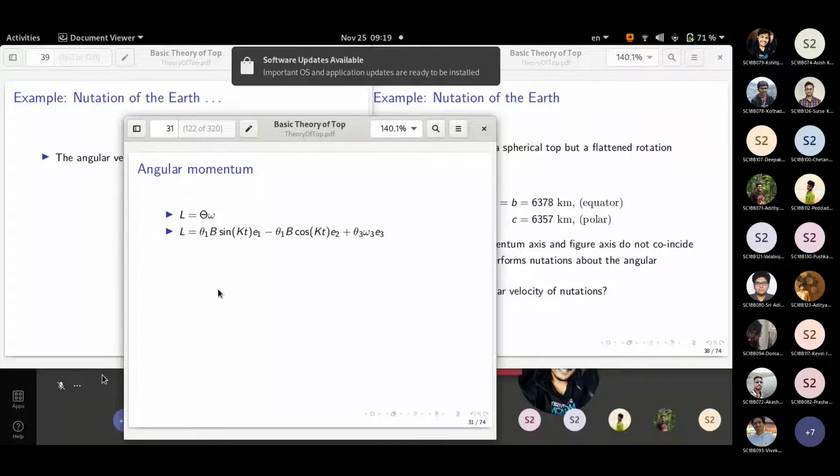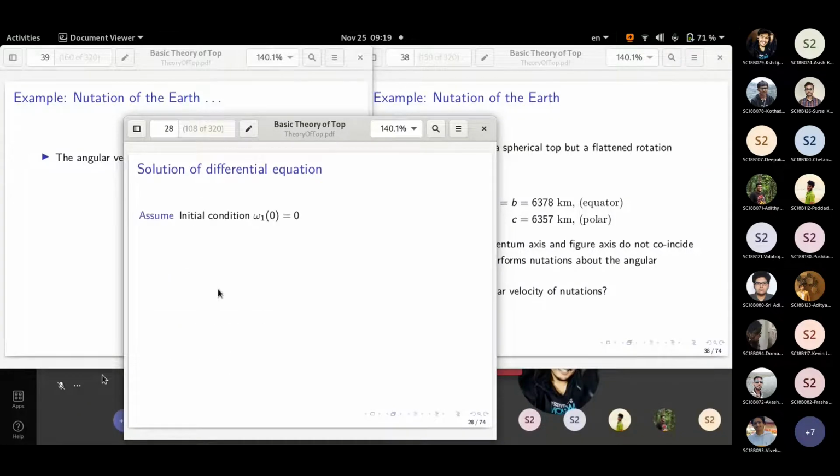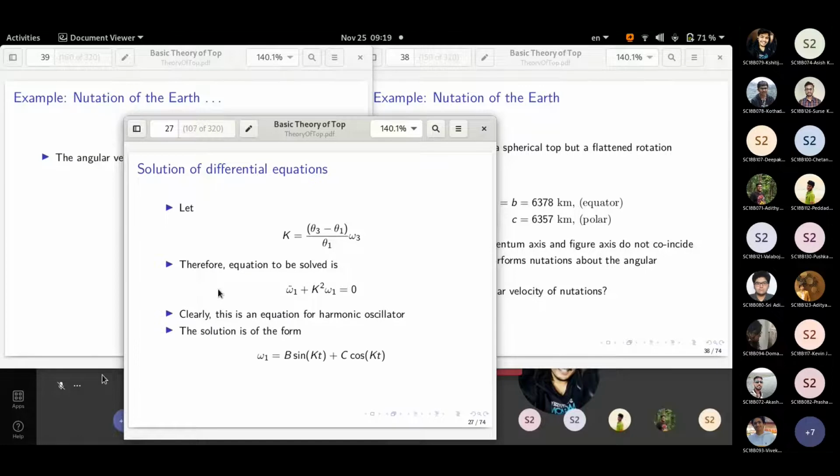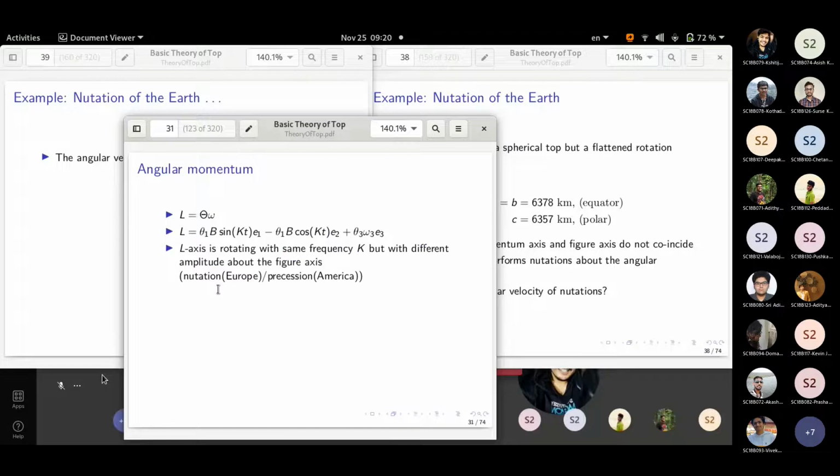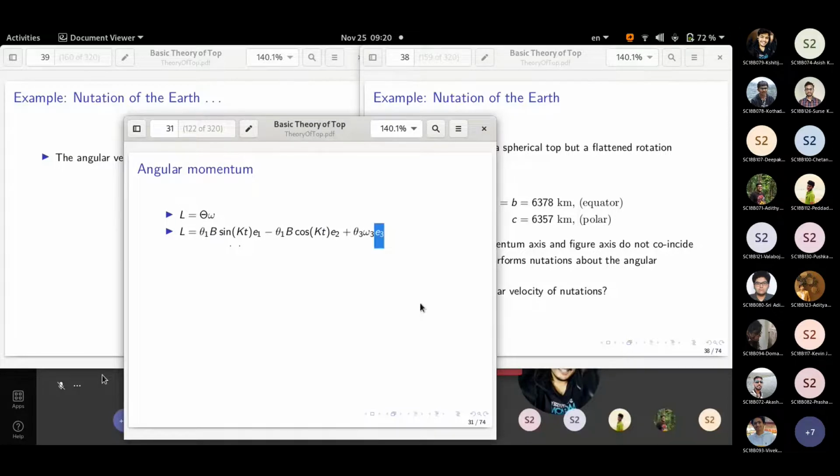The expression for the k is this particular expression, that is dependent on this theta 1. We will see it has some frequency. So this is the frequency at which, let us look at this angular momentum vector L. L is your angular momentum vector. The angular momentum vector is moving around the figure axis. This is E3. So L is moving around the figure axis E3 because E3 is constant for the symmetric case.